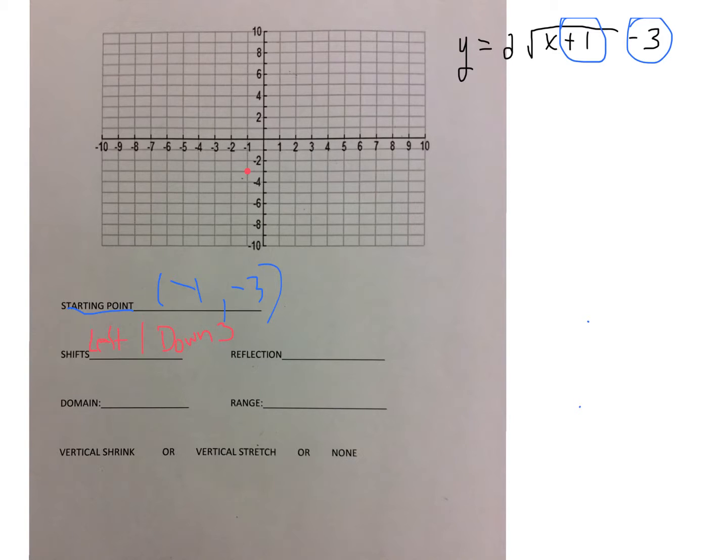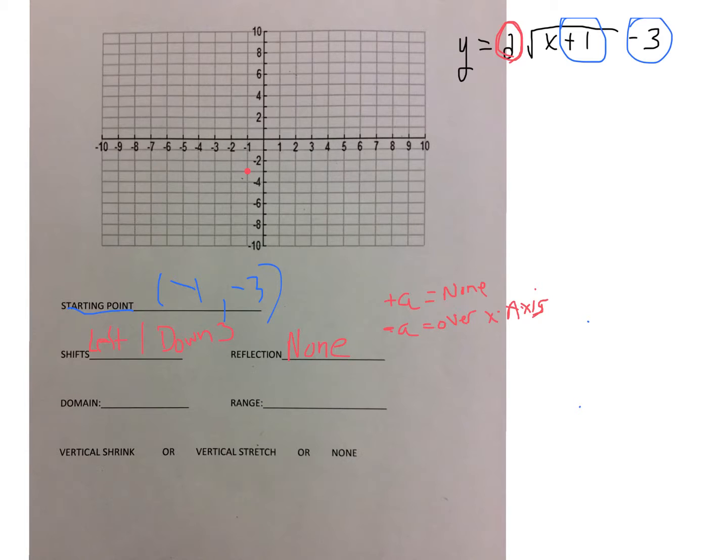Now the next thing we're going to talk about is the reflection. Okay, now reflection, again, remember, is dealing with the A value. If the A value is positive, then it is none. If the A value is negative, then it's over the x-axis. Okay. Now in this case, looking at my A value, which is right here, it's positive. So it's none.